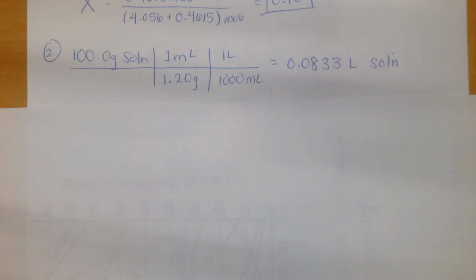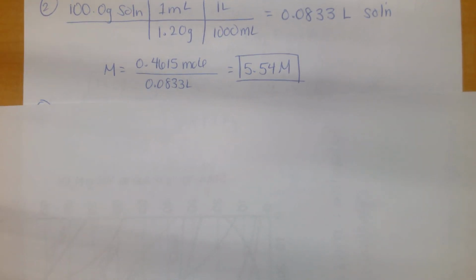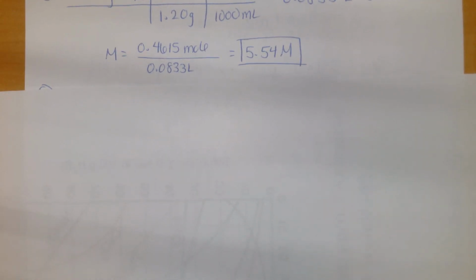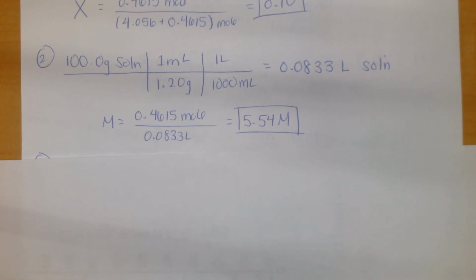Again, using the density and converting that to liters. All right, so we have moles. We just solved for that in problem 1, the 0.4615. We have volume now in liters, so now we can calculate the molarity. Take our moles, solved for in the first part of this problem, and divide by our volume of solution. So that's a 5.54 molar solution.